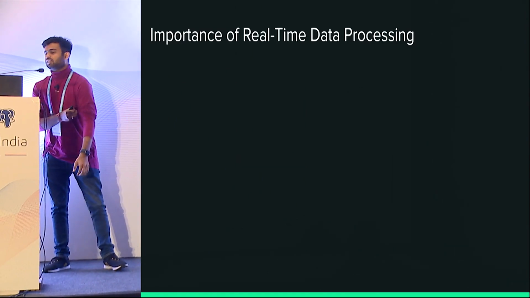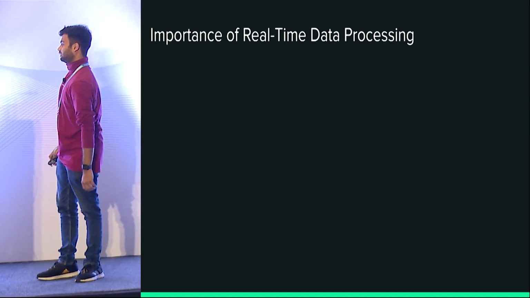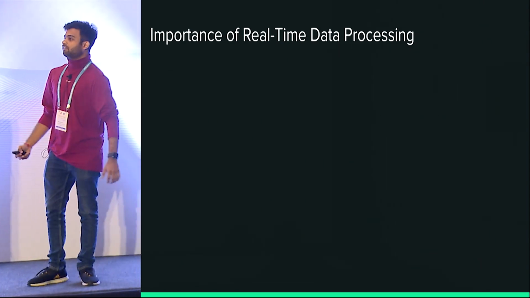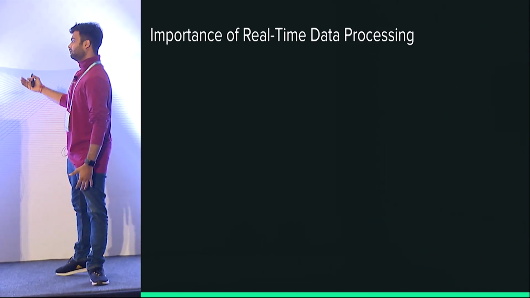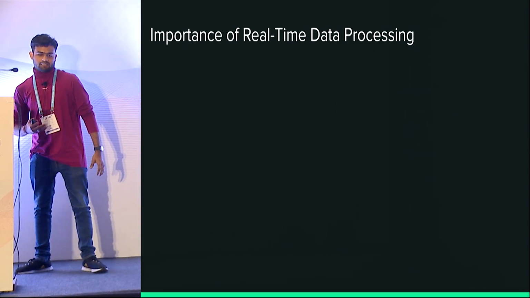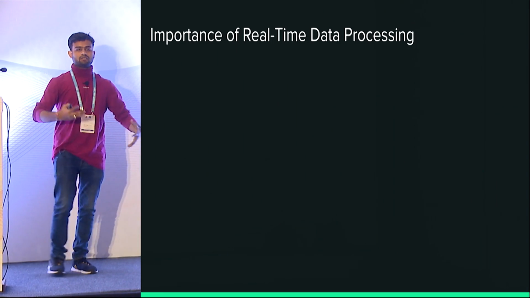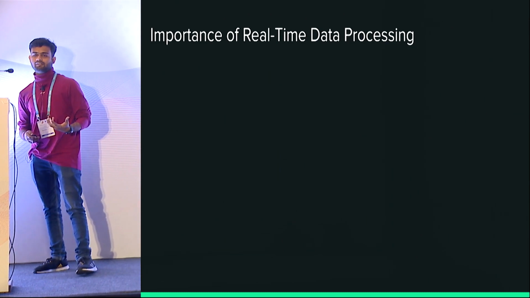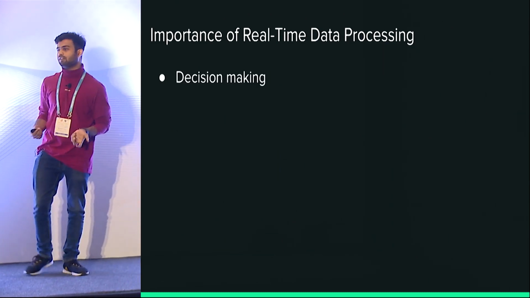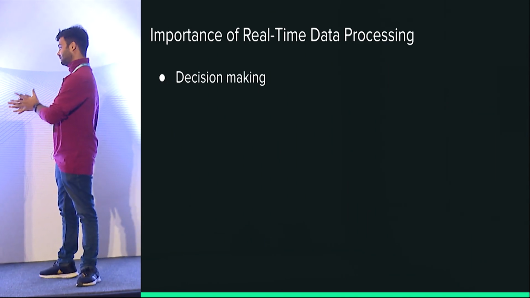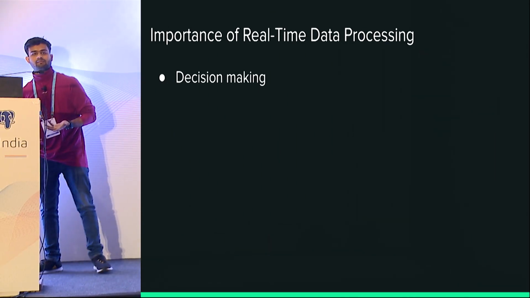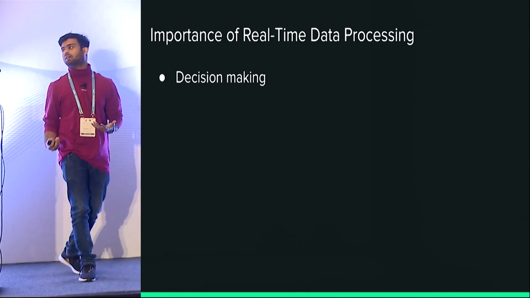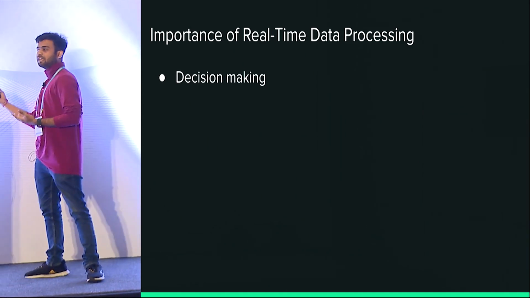Now, coming to the importance of real-time data processing. We all know that the moment data gets generated, we can process it after some time, but we always take decisions based on the data which we have. So the first thing we need is decision-making capability, and to do that, we need data. The faster we process the data, the faster insights we can get, or the faster decisions we can make.